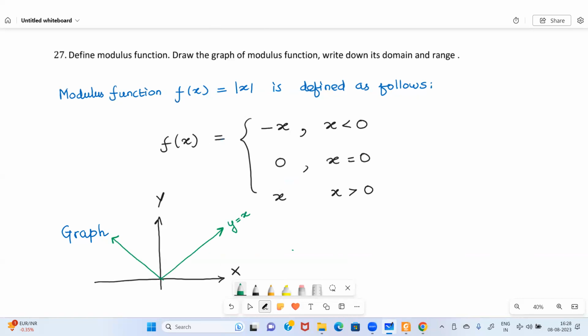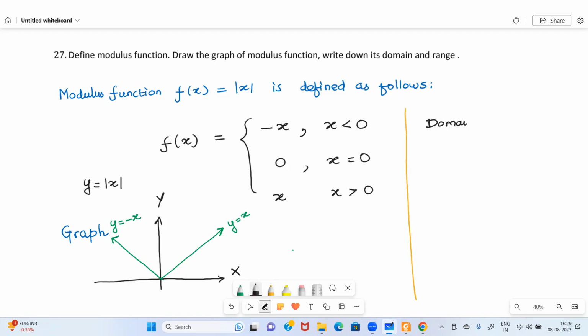In the second quadrant, the function that will be representing mod x is y is equal to minus x, making an angle of 135 degrees with positive x-axis. This angle will be 135. This angle will be 45. These are extra information. All right, students. This is the way graph of modulus function looks. This is a function y is equal to mod x. Okay. Now let's talk about the range and domain.